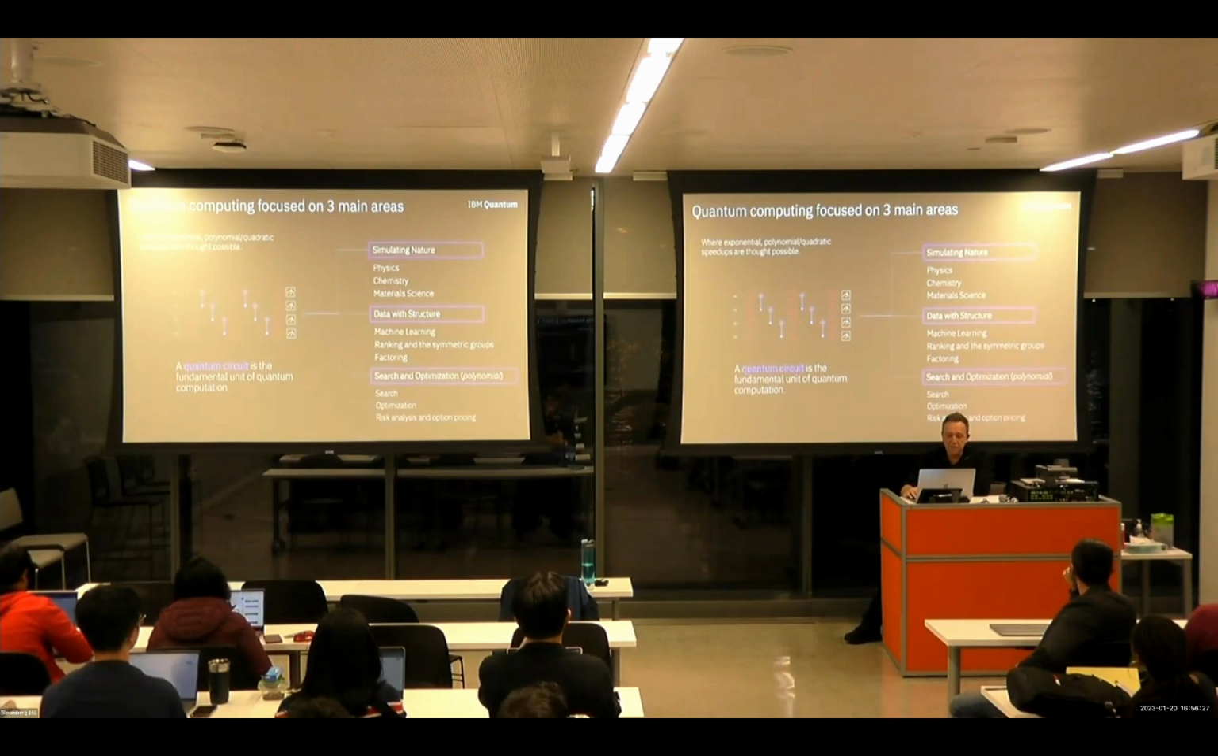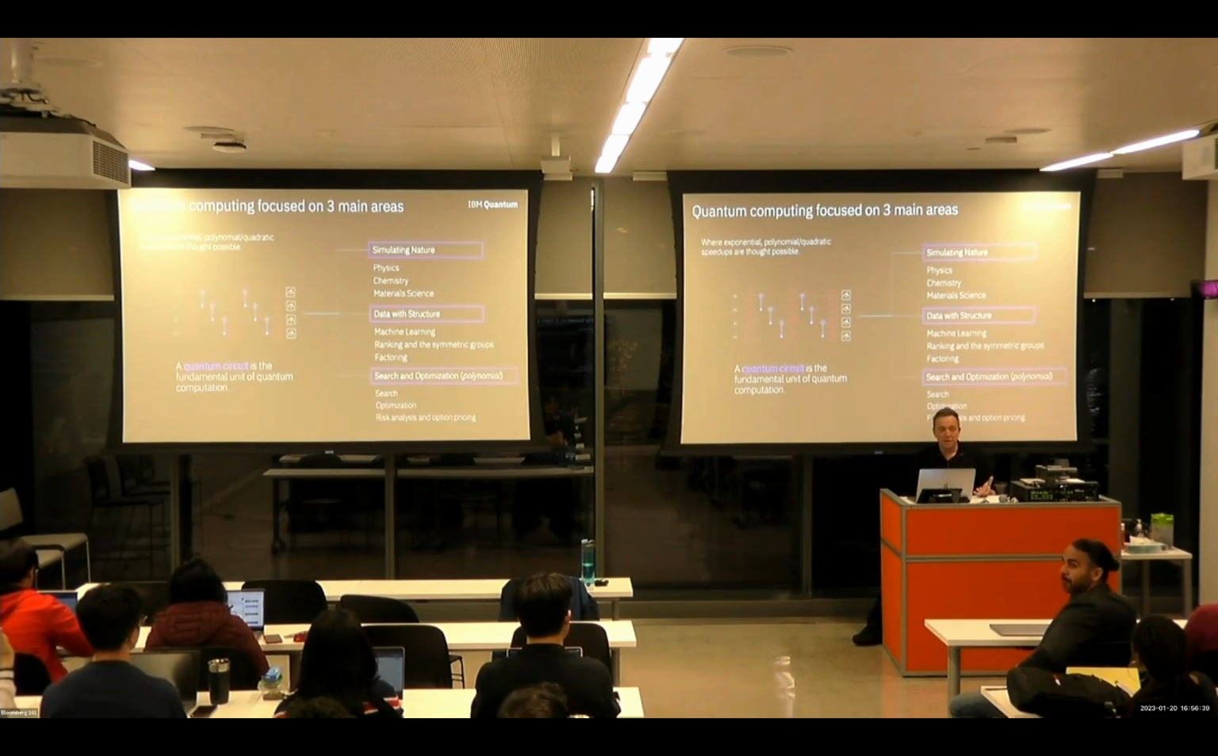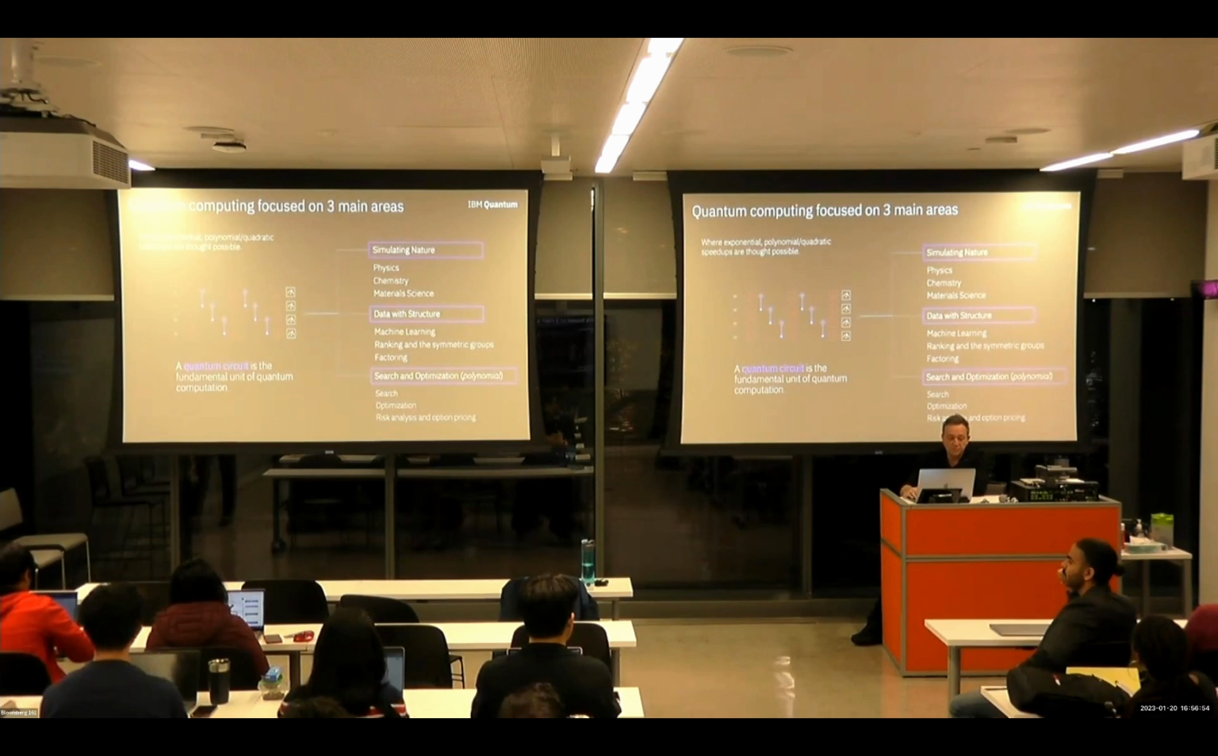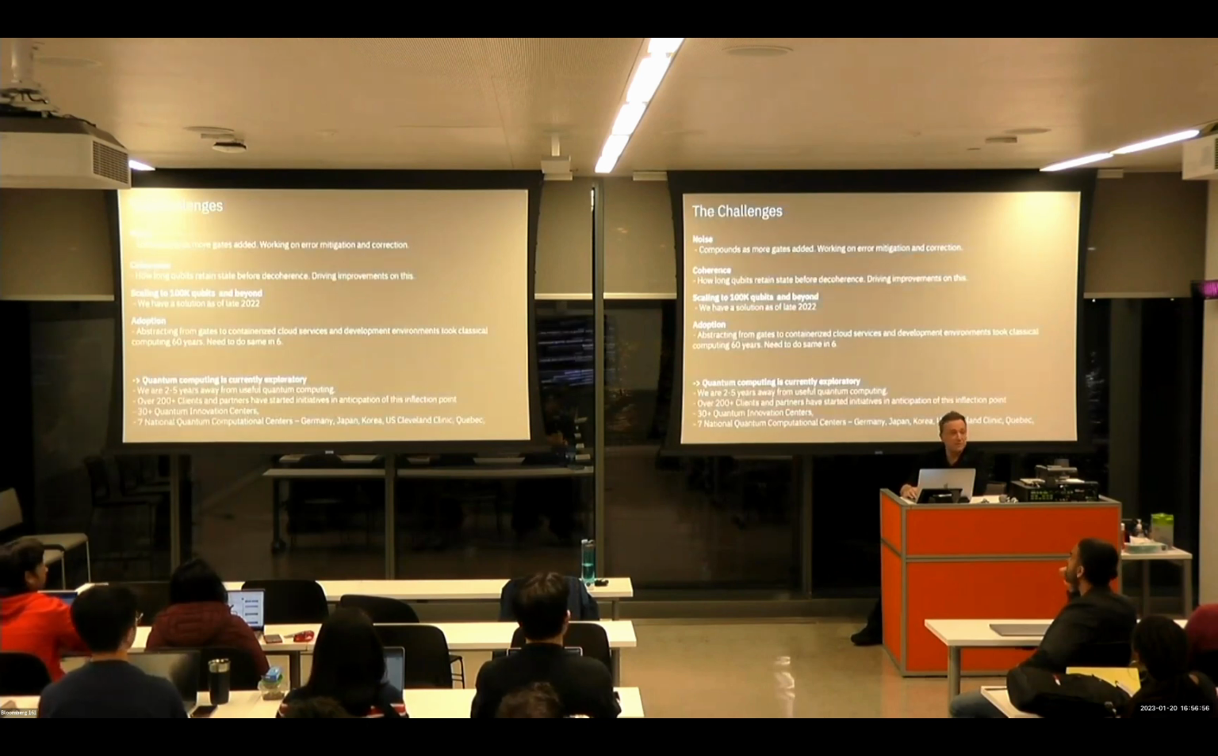And the third is search and optimization. Now, I put polynomial next to this. What that means is there is advantage to be had there. It's not going to be as efficient as simulating nature or data with structure, but there's tremendous interest in search, unstructured search, optimizations like portfolio optimizations, and risk analysis. We're seeing quadratic speed ups, so square root speed ups, but not exponential. Again, you with me so far? Any questions? Okay, cool. So now we'll talk about the challenges, and these are the significant challenges to this.